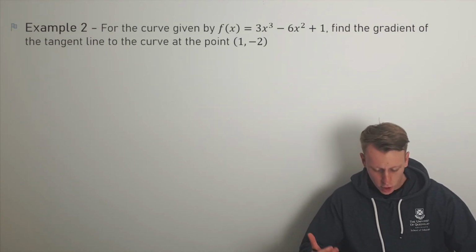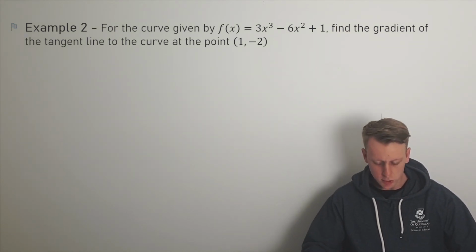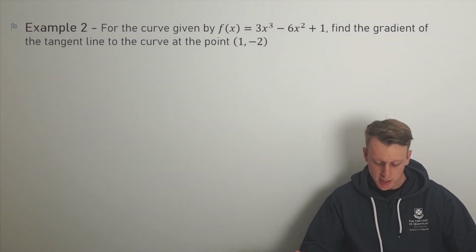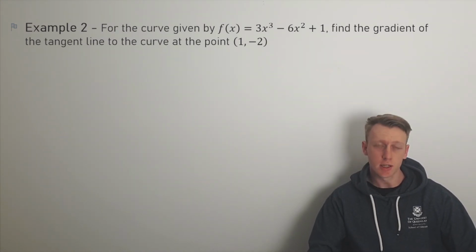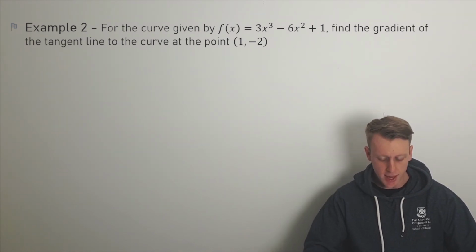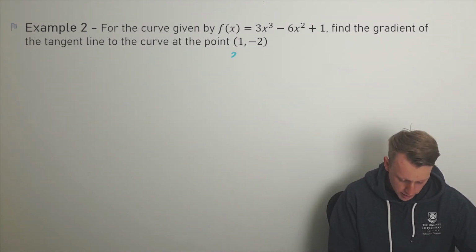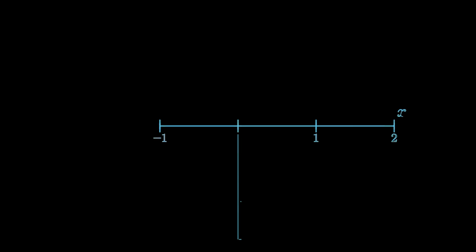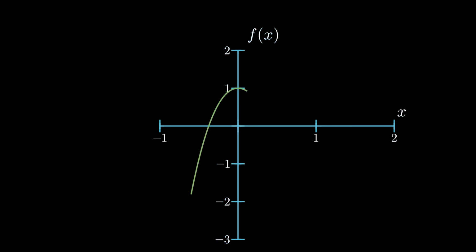So here we've got a curve given by 3x cubed minus 6x squared plus 1. The question is asking us to find the gradient of the tangent line to the curve at the point x being equal to 1, y being equal to -2. So that is a coordinate point on our curve, which is our cubic curve. Hopefully we can visualize that.